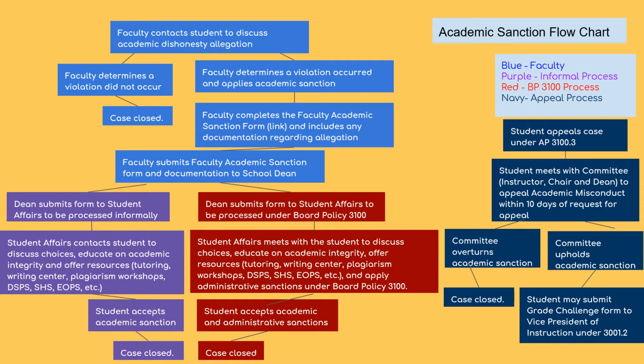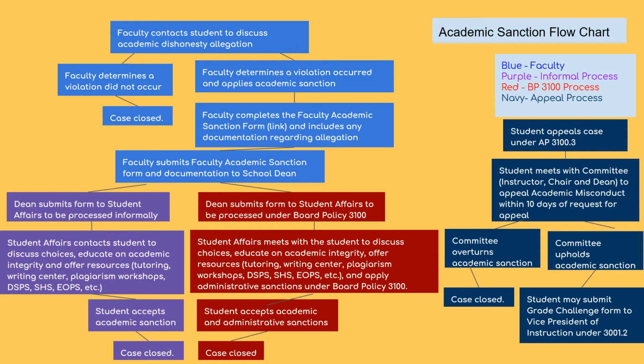Under the red, which represents Board Policy 3100, moving forward formally, Student Affairs meets with the student to discuss the student's choices, educate the student on academic integrity, discuss the seriousness of academic honesty and how it can affect the student's future, and also offer any resources to include tutoring, the Writing Center, plagiarism workshops, DSPS, Student Health Services, EOPS, and any other resources. In addition, Student Affairs applies administrative sanctions under Board Policy 3100. These administrative sanctions can include a reflection paper, participating in community service, probation, and suspension. If a student accepts the administrative sanctions, the case is closed.